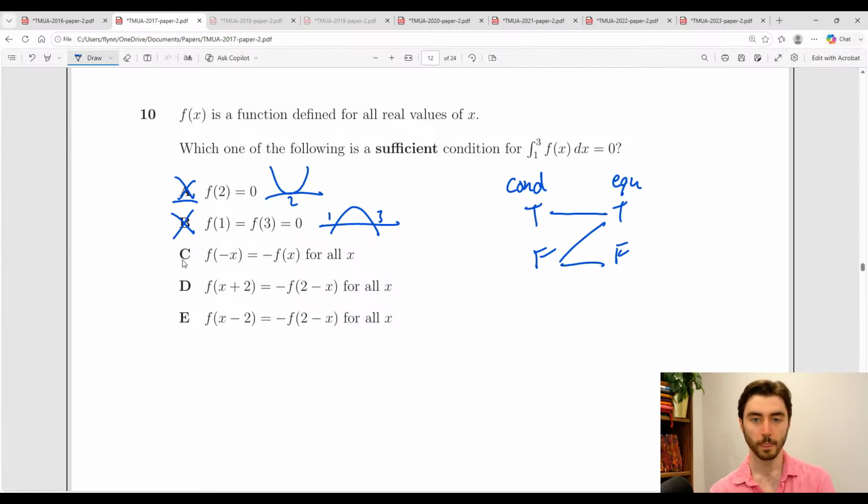For C, can that be true? Yes. Let's consider x cubed. The condition is true for x cubed, and the integral between 1 and 3 is not 0.